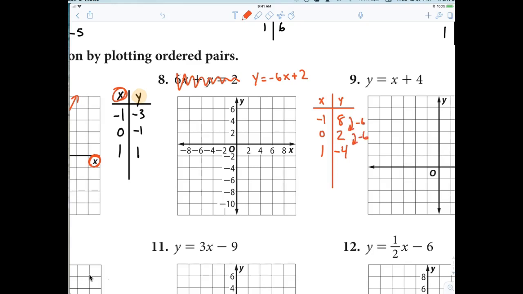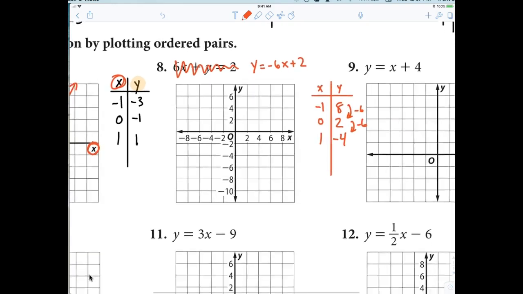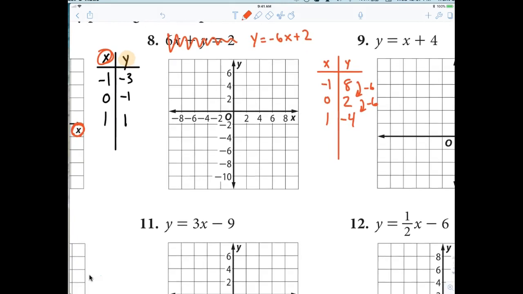Wait, why do they have the numbers on this grid? Oh, I know. They just, I don't know. It's kind of dumb, actually.